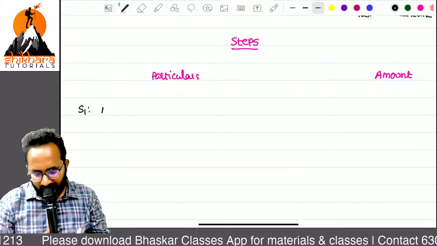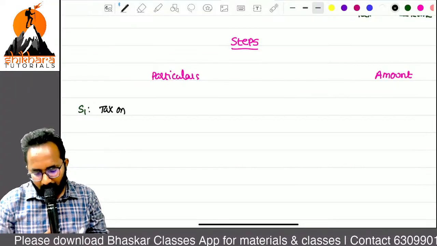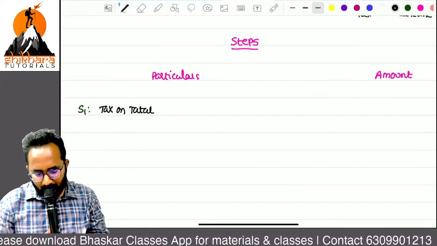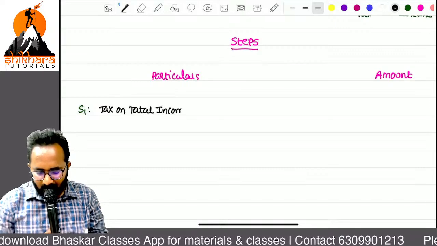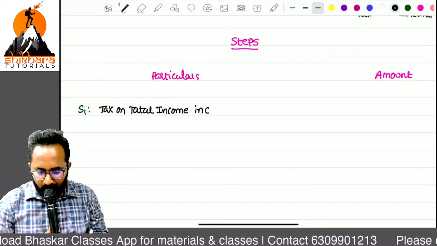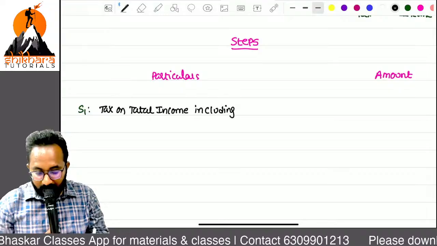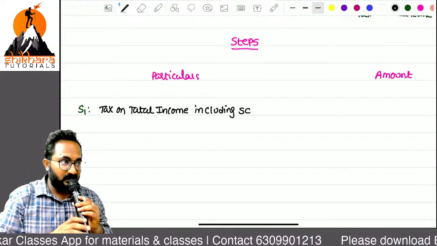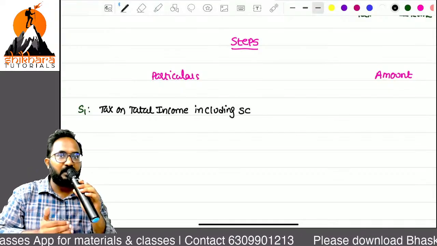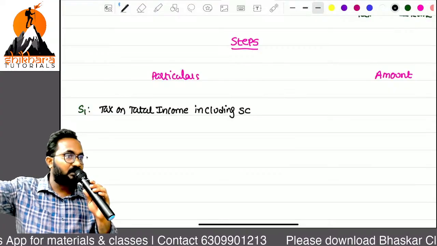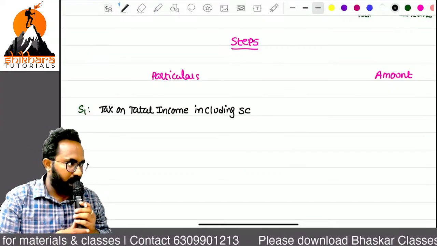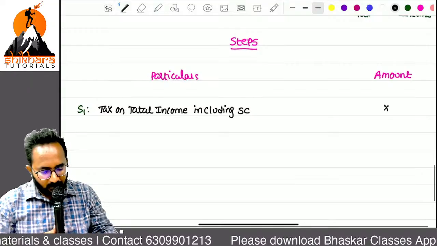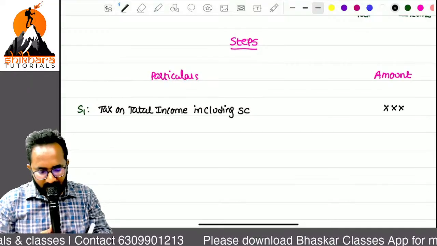Tax on total income, including what? Surcharge. Don't add health and education cess, as it is the last step in tax computation after giving the marginal relief. Okay, tax on total income including surcharge.